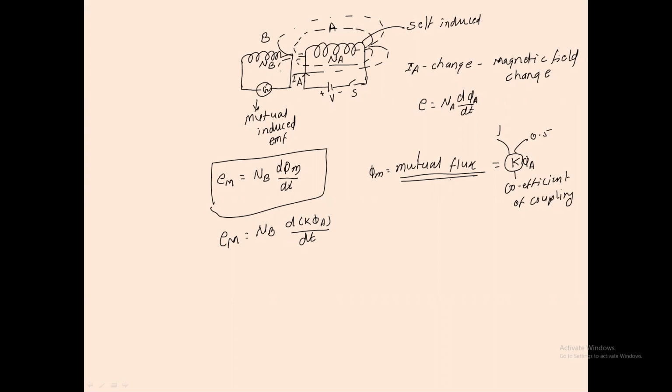मग जर 50% फक्त फ्लक्स लिंक होत असेल तर मल्टिप्लिकेशन फॅक्टर हा झाला 0.5. 100% फ्लक्स लिंक होत असेल तर K झाला 1 in terms of percentage. Get it my point? So in this way you can write the equation for induced EMF in a coil B. We call it a mutually induced EMF. Is it that clear? Yes or no? Yes, sir.